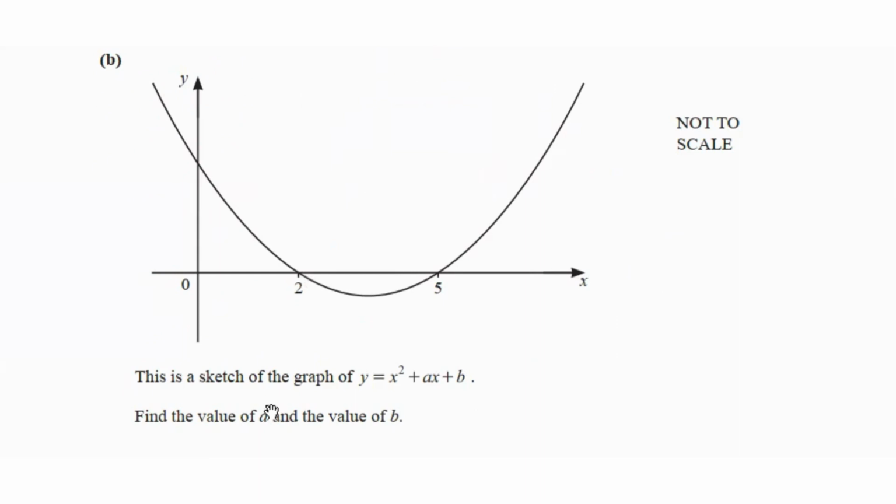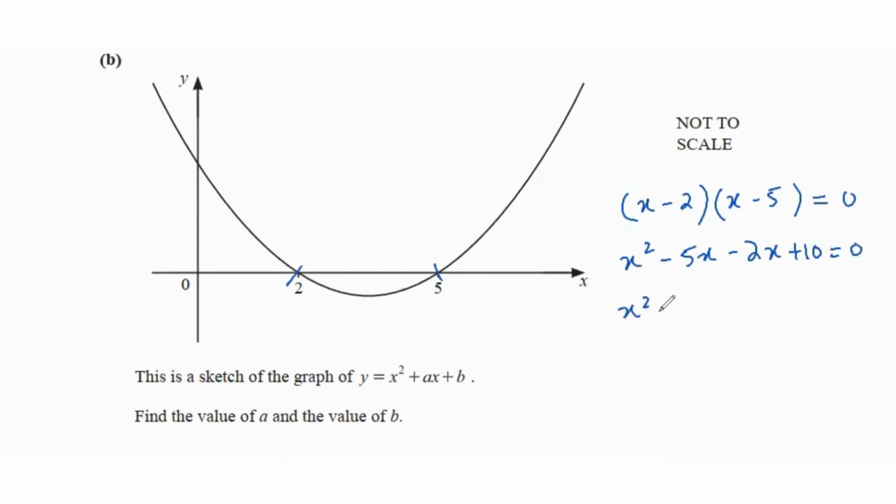The next question says, this is a sketch of the graph of y equals x squared plus ax plus b. Find the value of a and b. So since we have two roots at x equals 2 and x equals 5, that means x minus 2 times x minus 5 is equal to 0. Expand them. x squared minus 5x minus 2x plus 10 equals 0. That's going to be x squared minus 7x plus 10 equals 0. So a is negative 7 and b is 10.